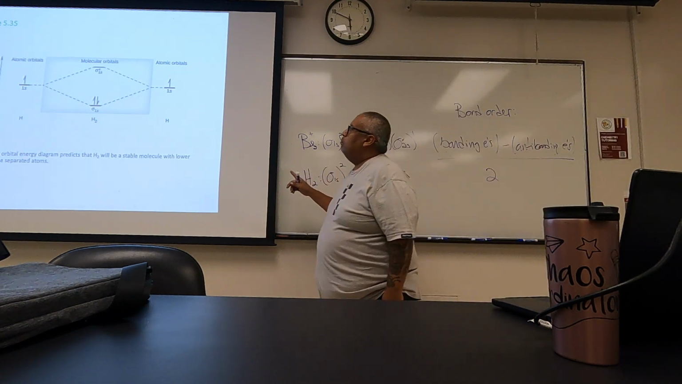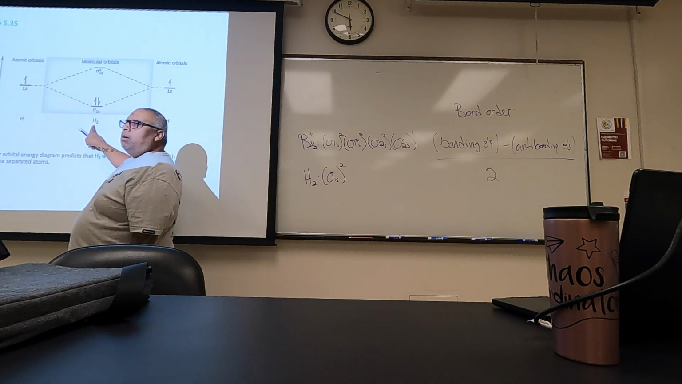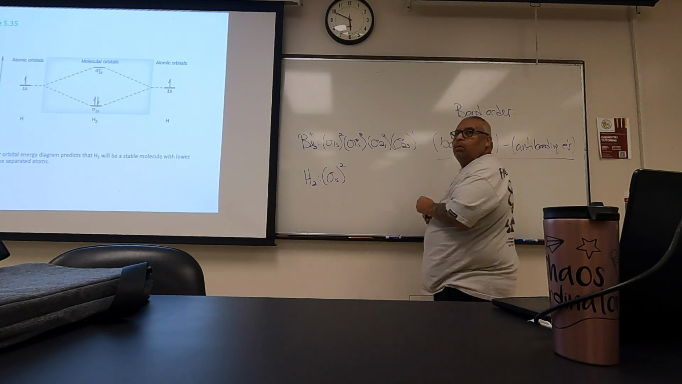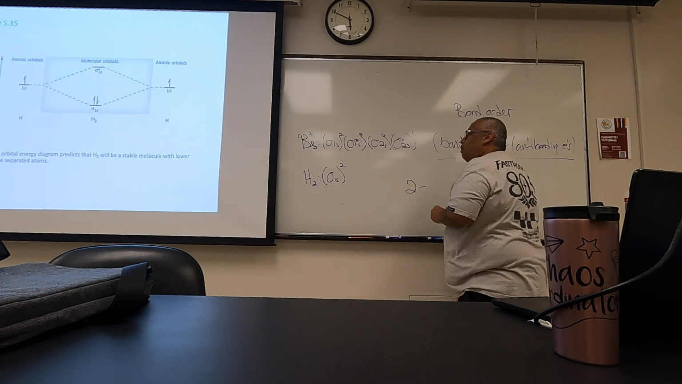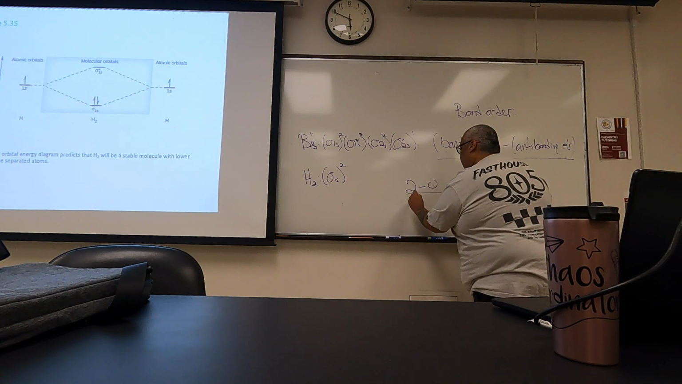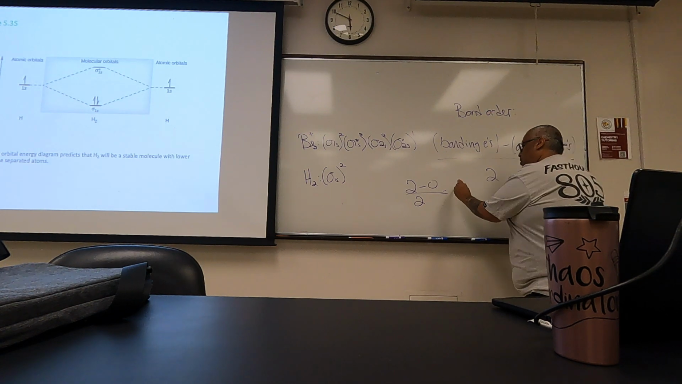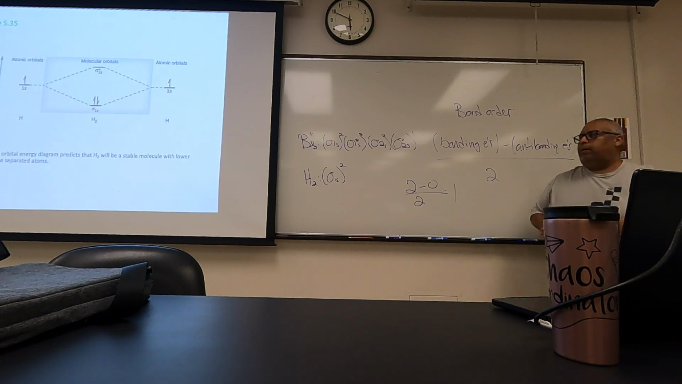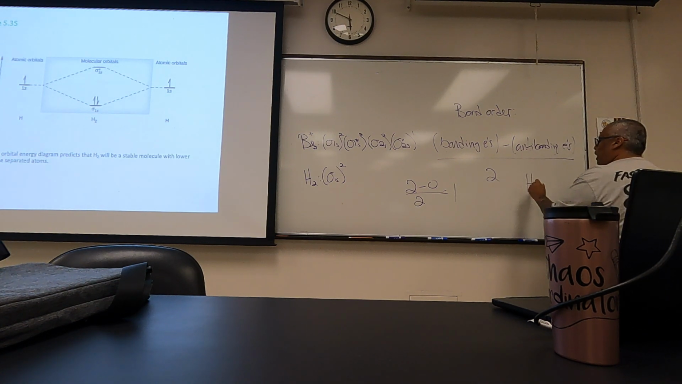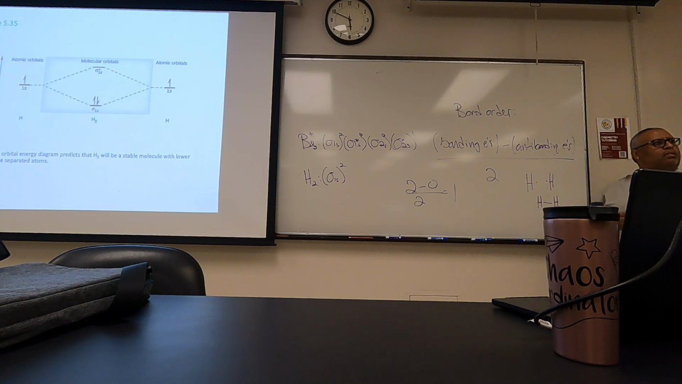So in this structure here, how many bonding electrons do we have? 2. And how many anti-bonding electrons do we have? None. And if we divide that by 2, that equals 1, right? Don't get your calculators out. Well, if we look at hydrogen, how many bonds does it have? 1. Not bad.